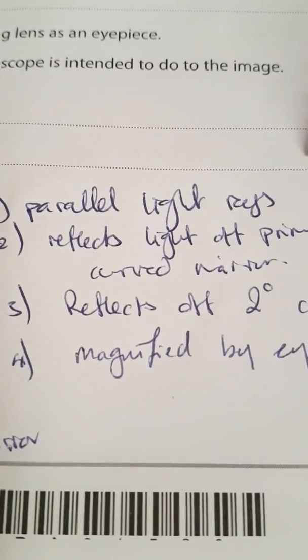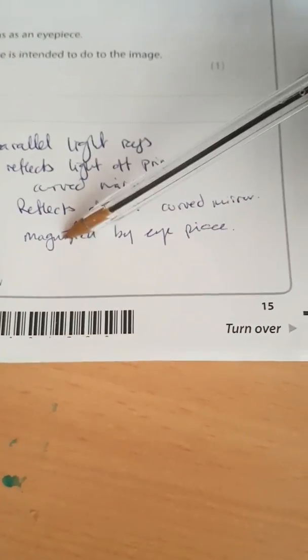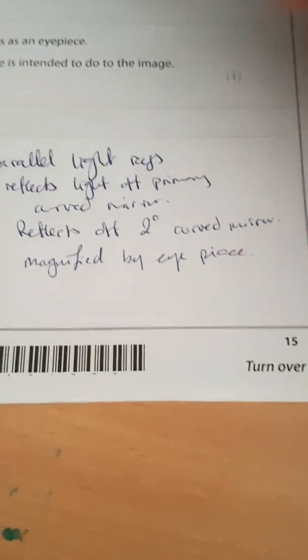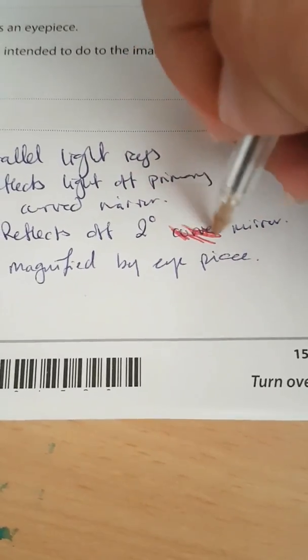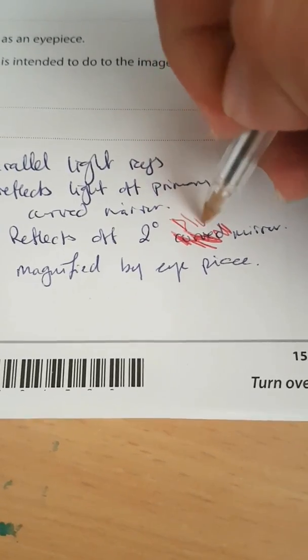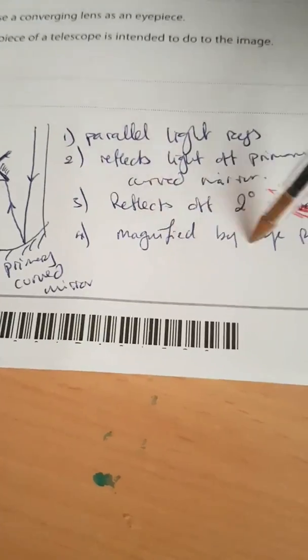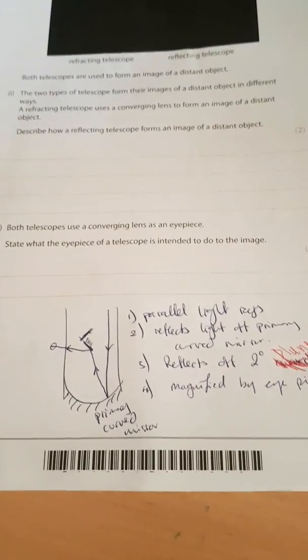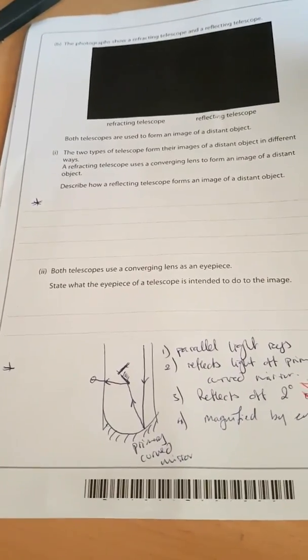So parallel light rays enter the telescope, they reflect off the primary curved mirror, then they reflect off the secondary. I made a mistake here: they reflect off the secondary plane mirror, not a curved one, because it is flat and smooth, and then it goes through the eyepiece, which magnifies the image. The next question is to state what the eyepiece does, and it magnifies the image. So that's that done. Pause the video and try answering the next question.